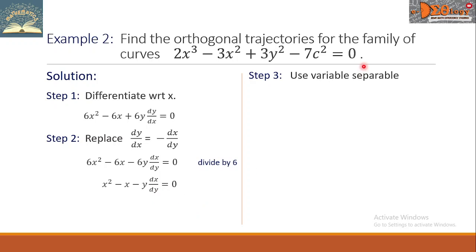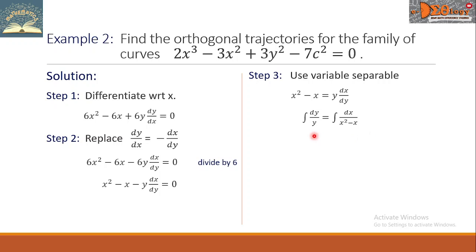Step 3. We are now to use the variable separable method. In our equation here, this negative y dx over dy, we will transpose to the right to make it positive. So it becomes like this. Now let us separate the variables. The dy goes on the left side, while all the x comes to the right. So we have now this dy over y equals dx all over x squared minus x. Then we take the integral of both sides.